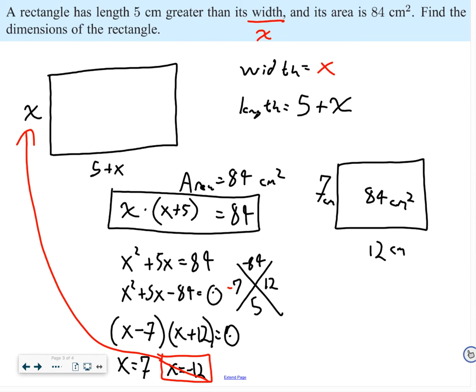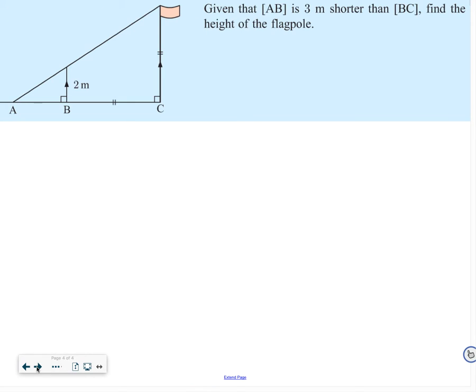Okay, let's do one more example here. Given that AB is 3 meters shorter than BC, find the height of the flagpole. Okay, some things I want to recognize is that BC is congruent to the flagpole by these markers here. Okay, and then that AB is 3 meters shorter than BC, find the height of the flagpole.